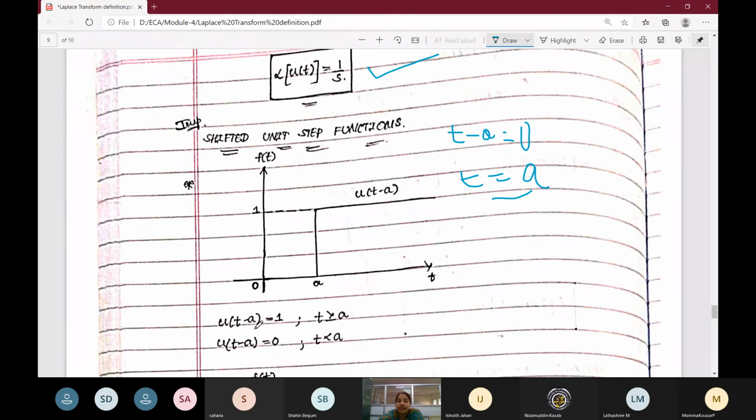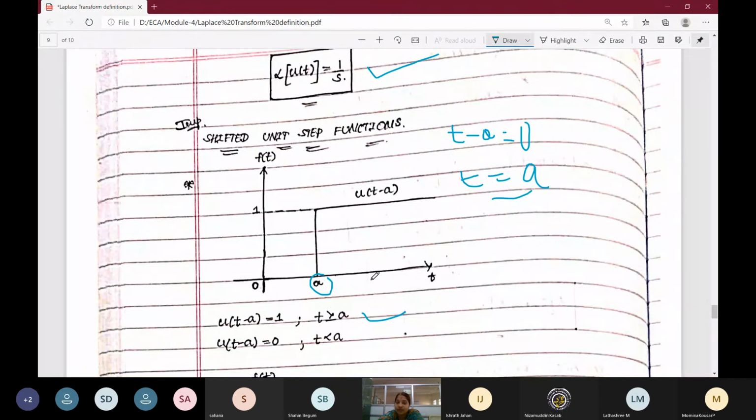So u of t minus a is 1 when t is greater than or equal to a. It is not from 0, it is starting from some point a, and it is 0 when t is less than a. So here all of this part is 0, and it has a magnitude of 1 when t is greater than or equal to a. When it is not starting from 0, when it is shifted, we call it a shifted unit function.